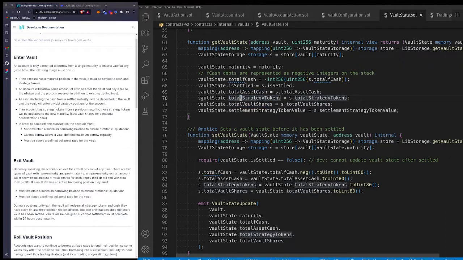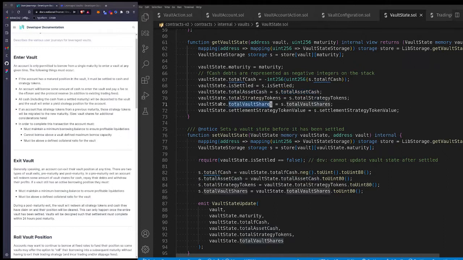Strategy tokens are the risk position of the vault. That is some sort of arbitrary tokenization of the yield strategy that's being pursued. Asset cash is money market funds, C tokens or A tokens held by Notional against repayment. So all assets and debts in Notional are accounted for in this asset cash denomination.